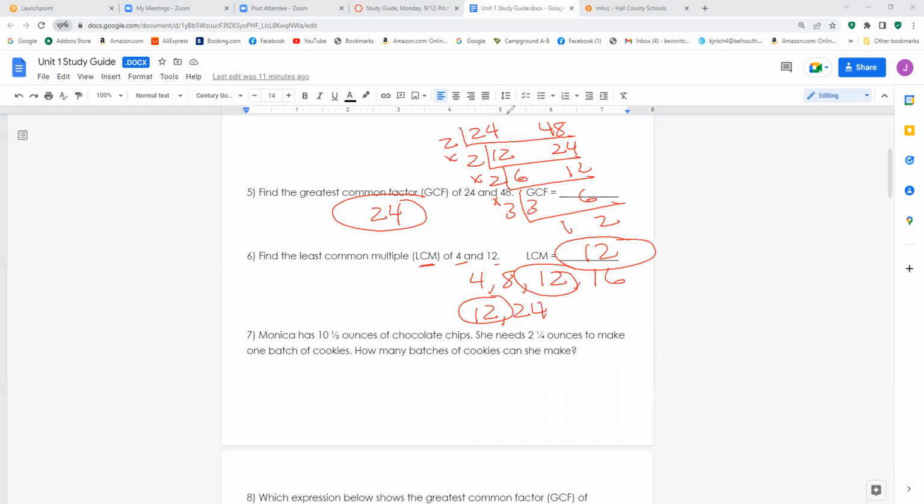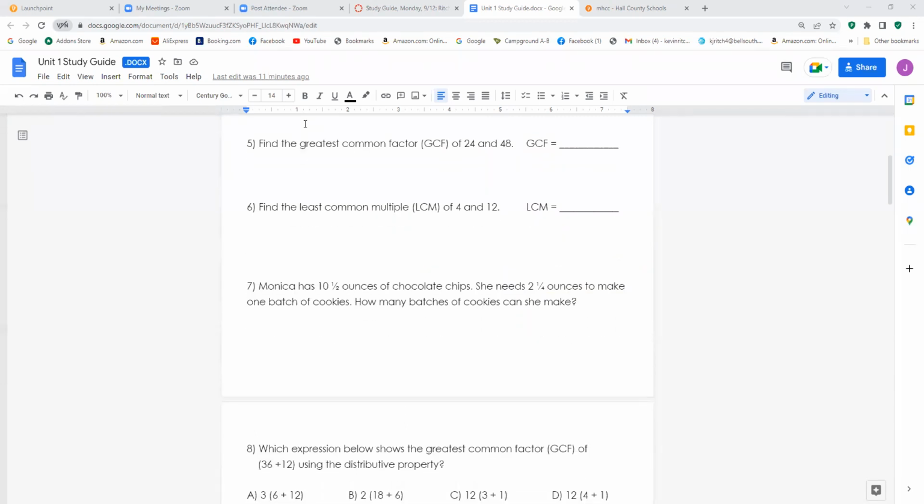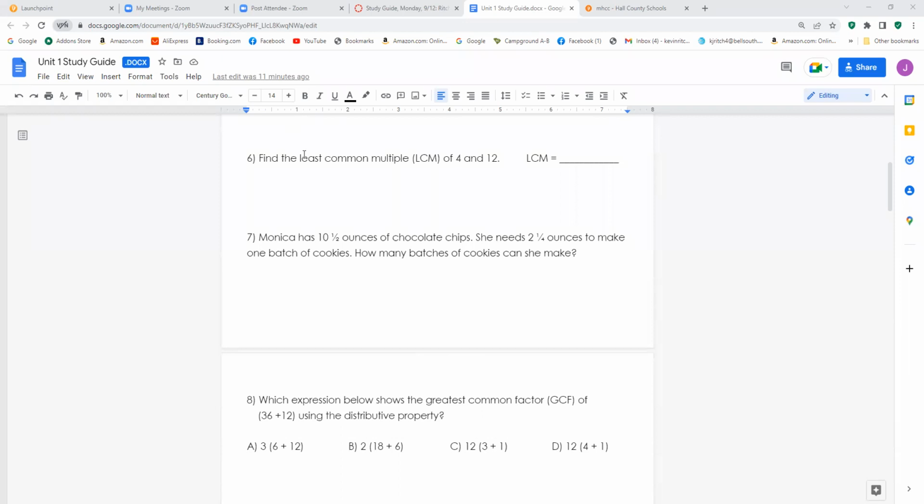All right, number 7. Let me clear all of this. So number 7, Monica has 10.5 ounces of chocolate chips. She needs 2 1/4 ounces to make 1 batch of cookies. How many batches of cookies can she make? So we are dividing 10.5 by 2 1/4.